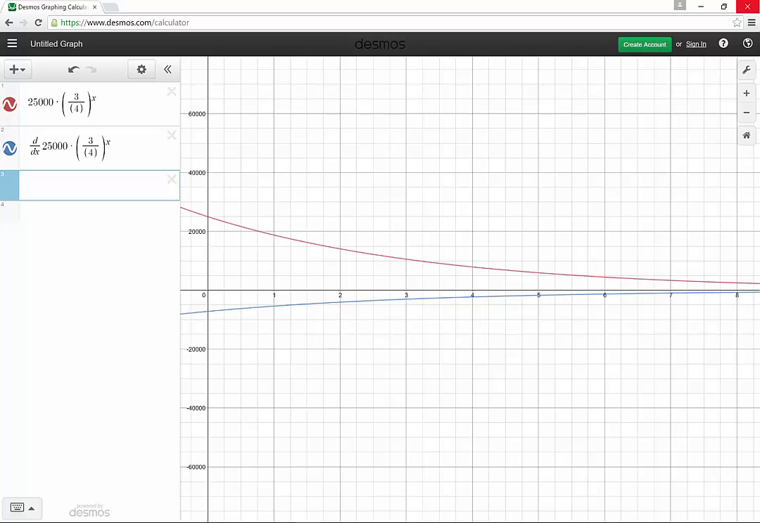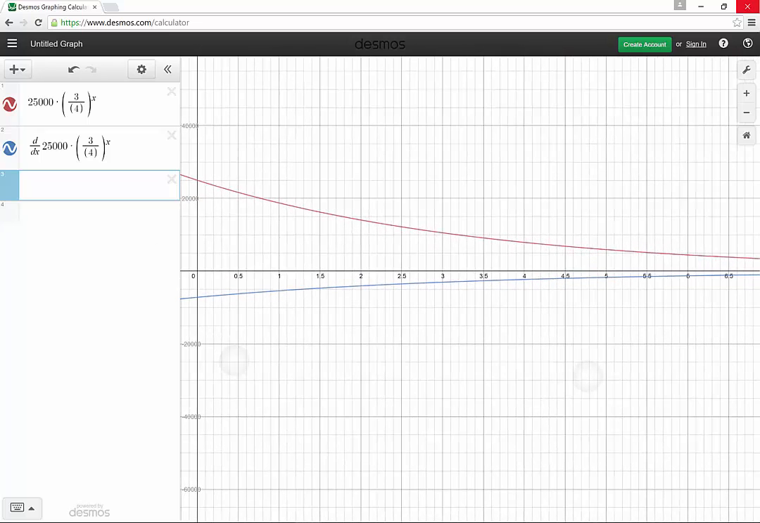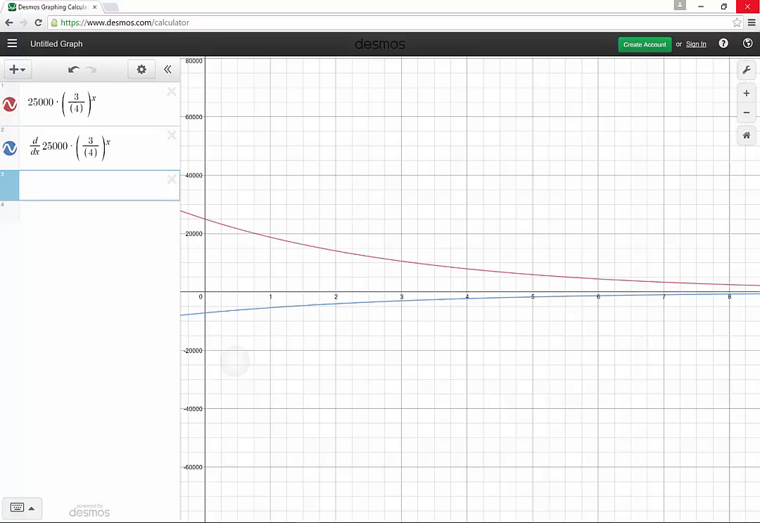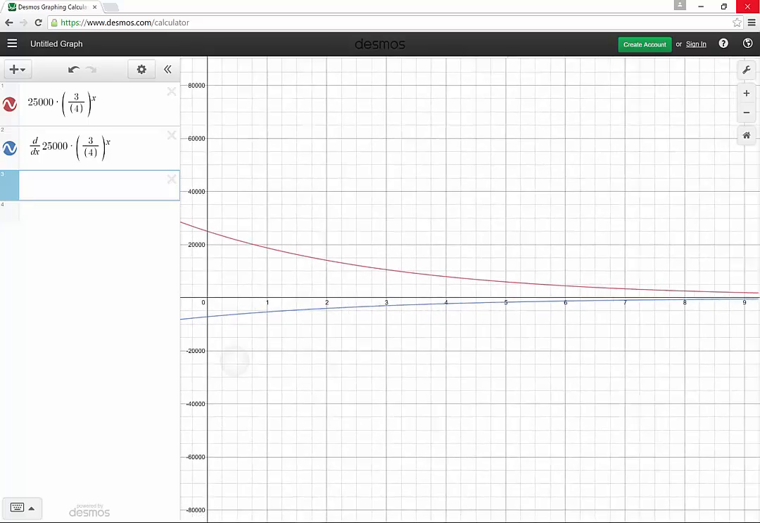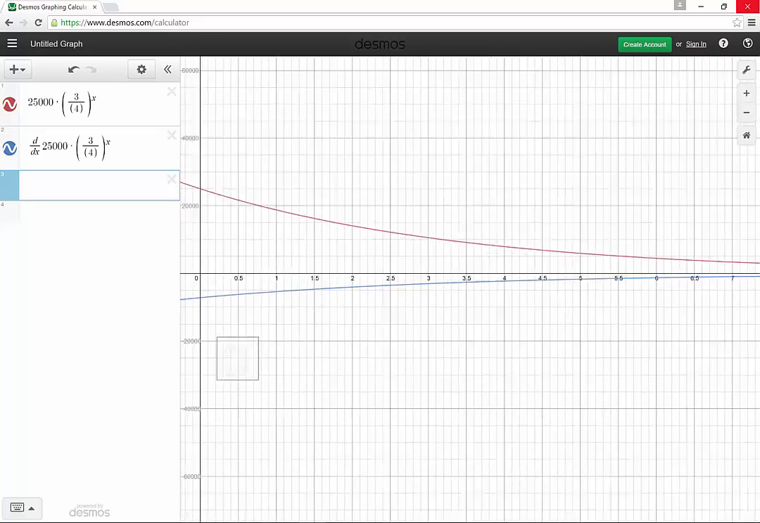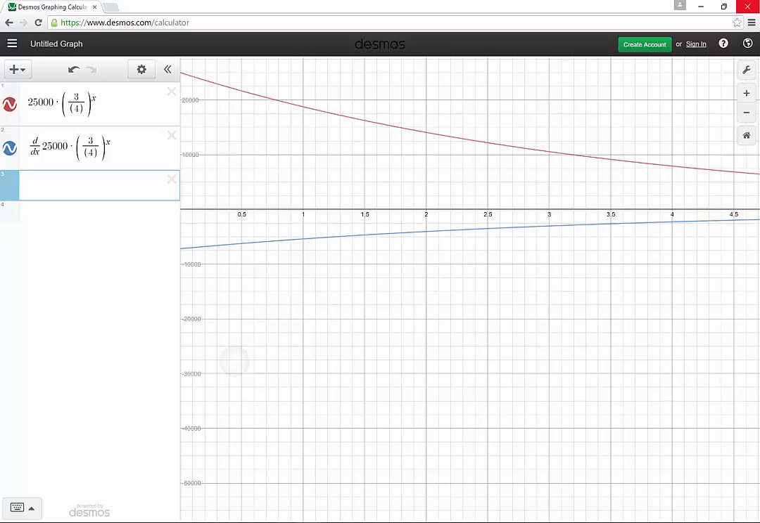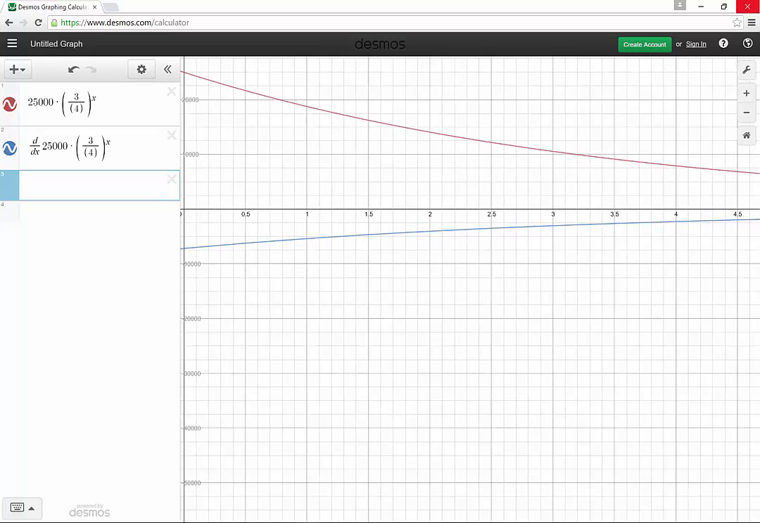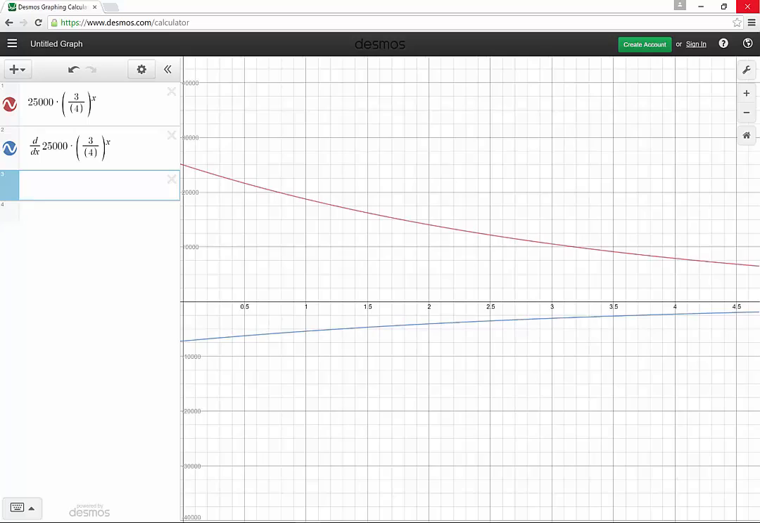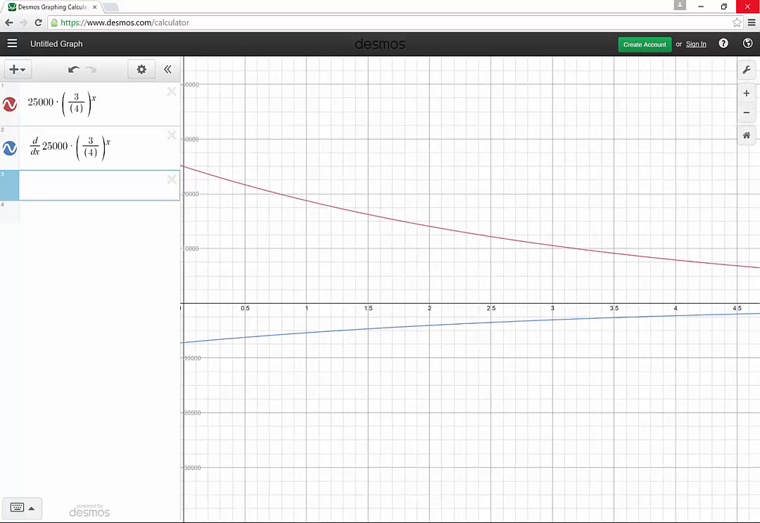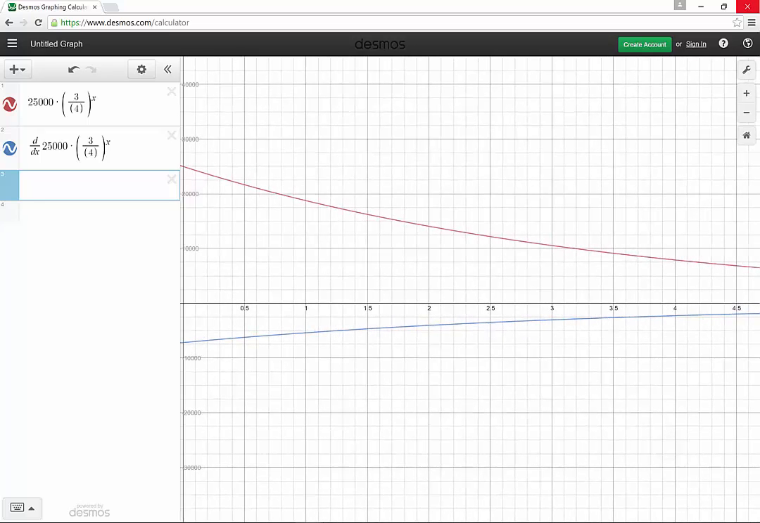I think I almost have it where I want it. Okay. There we go. So our derivative's in blue and our original function is in red, right? So here, if we take a look, let's see what else this program will do.